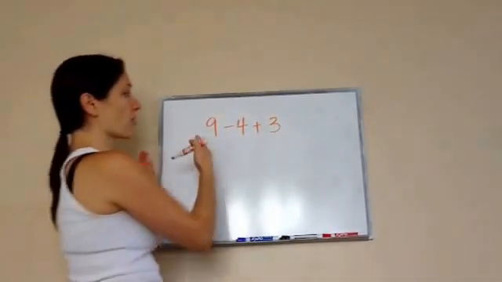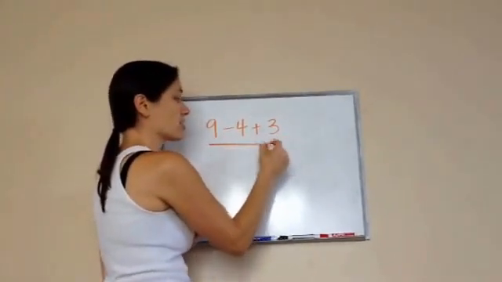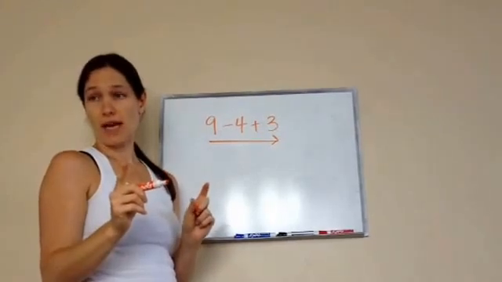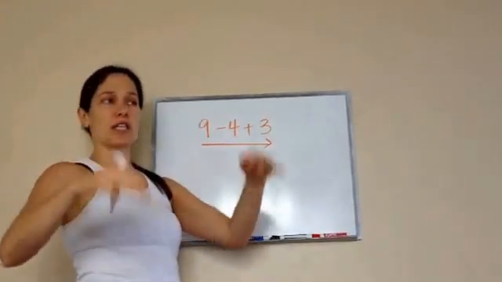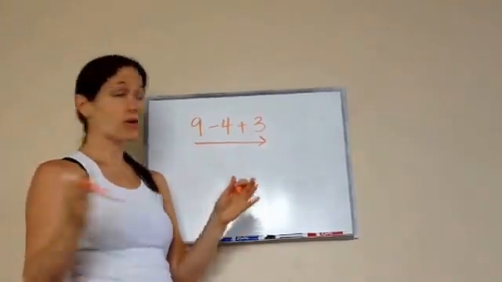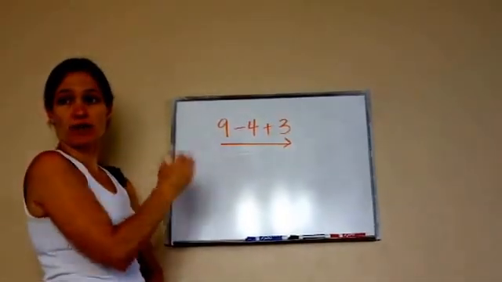Okay? So whenever you see a problem like this, you're just going to always work left to right, unless you see parentheses. Okay? Now, as you continue to learn, there are more rules, but all that you need to know right now is that you work from left to right. So, what's our first problem that you see from left to right?